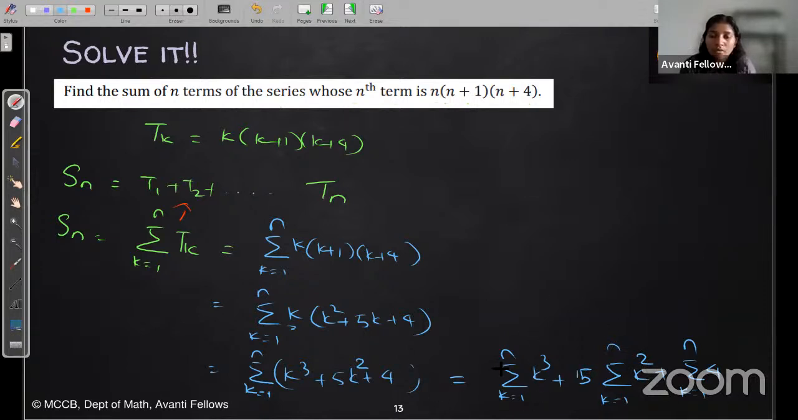Now, what we have to do is just make use of our formulas directly here. What is the sum of the cubes of the first n natural numbers? It's nothing but, okay, correct. I'm sorry, it's 4k. Very good, Jamie Badari. Thank you.